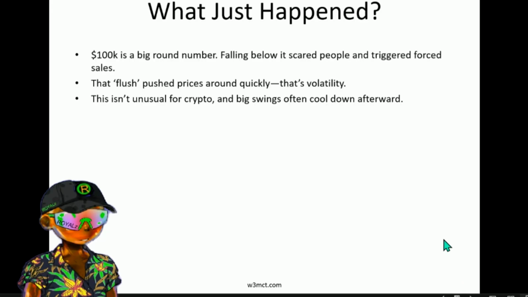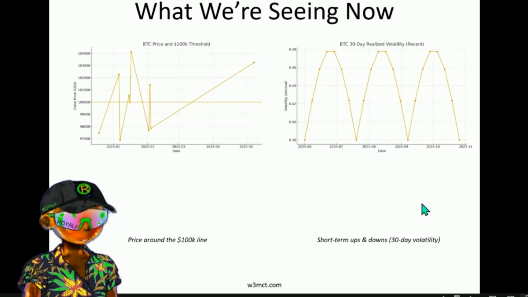So what just happened? And this is the beginner-friendly version, easy to understand. Right? 100K is a big round number. It fell below and it scared people. It triggered forced sales. That flush pushed prices around quickly. Well, that's called volatility. This isn't unusual for crypto, and big swings often cool down afterwards.